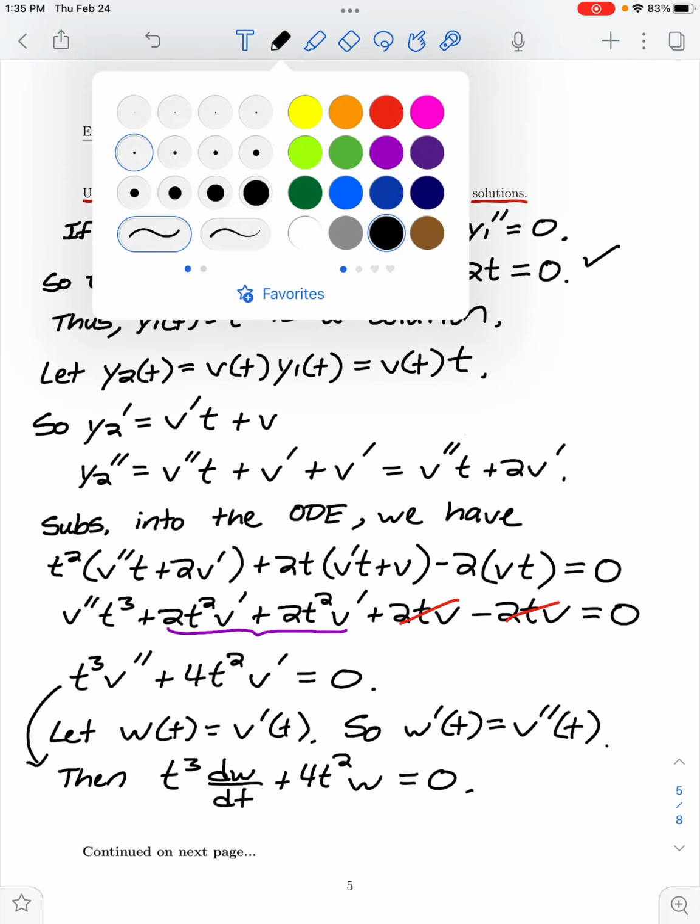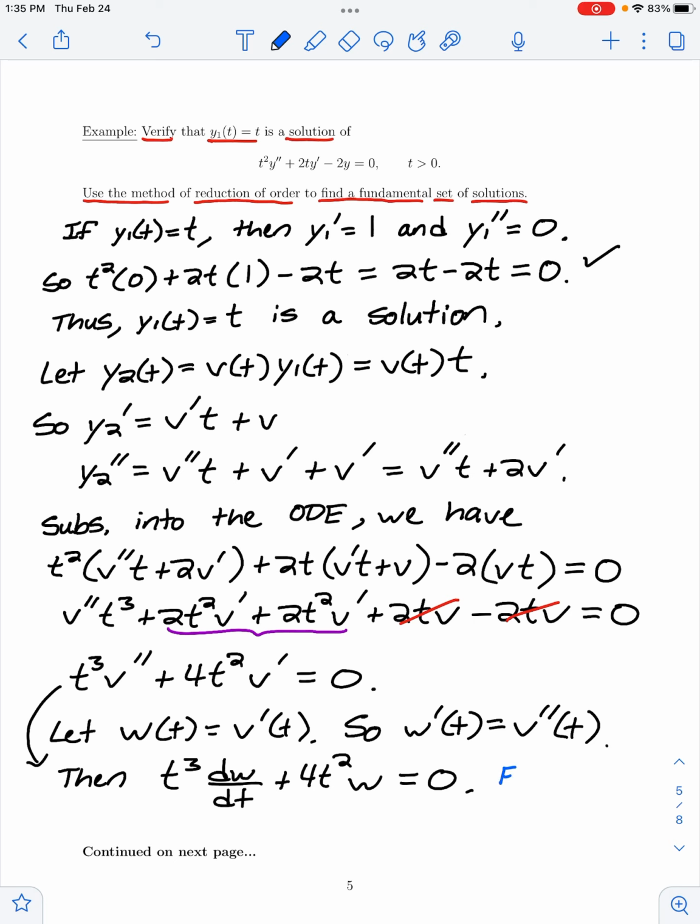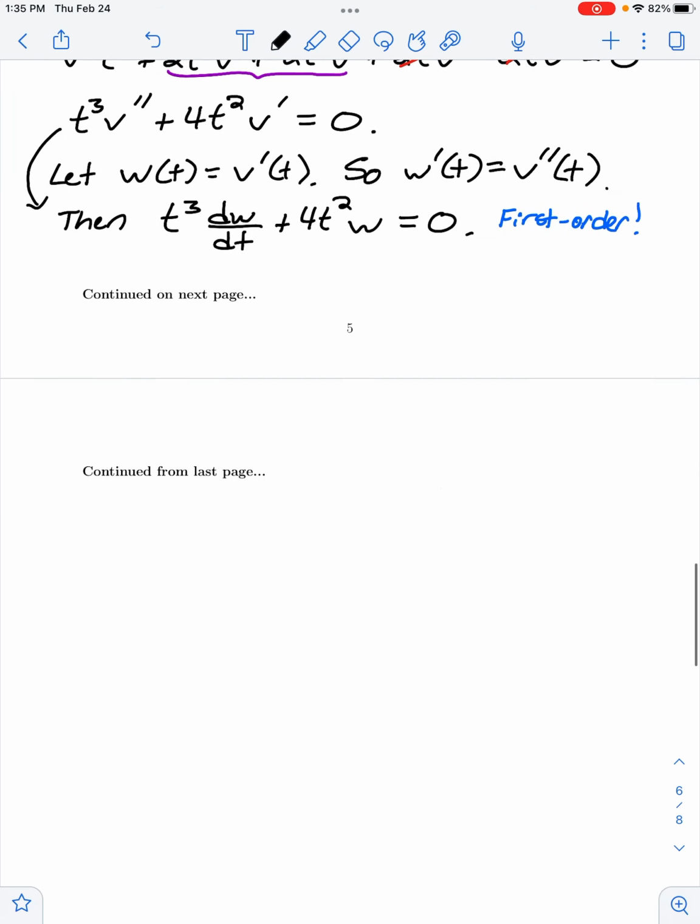So what I'm left with here is now a first order linear equation, which is homogeneous in terms of w. And I know how to solve this type of equation. It's first order and linear, so I could either use integrating factors, or it's also separable. I could use separation of variables. And usually separation of variables is a little bit easier, so let's make use of that approach.